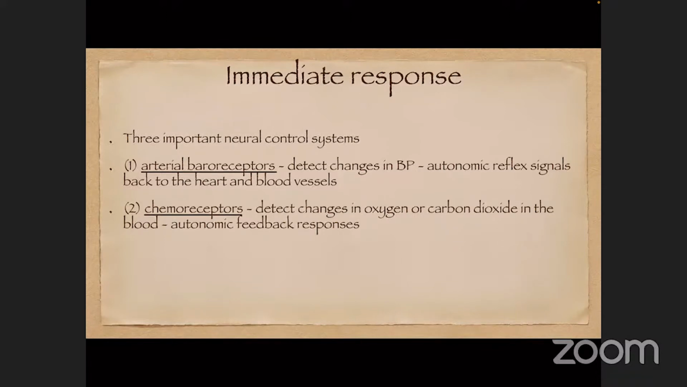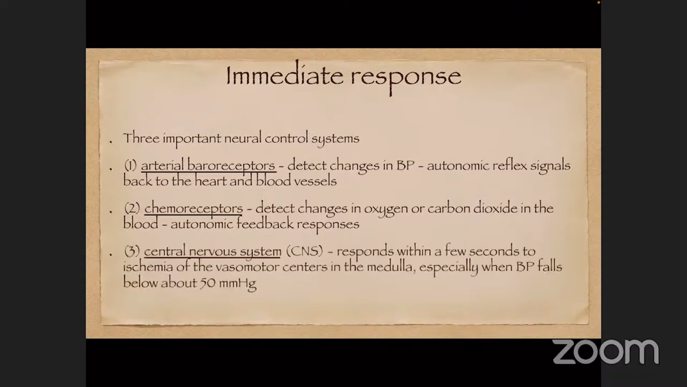The second level is chemoreceptors. So these receptors will detect changes in the oxygen and carbon dioxide levels in the blood. Again, that will induce autonomic feedback responses. So oxygen levels will fall if tissue perfusion is inadequate. So that is how it will give an autonomic feedback response to appropriately correct the change that has occurred.